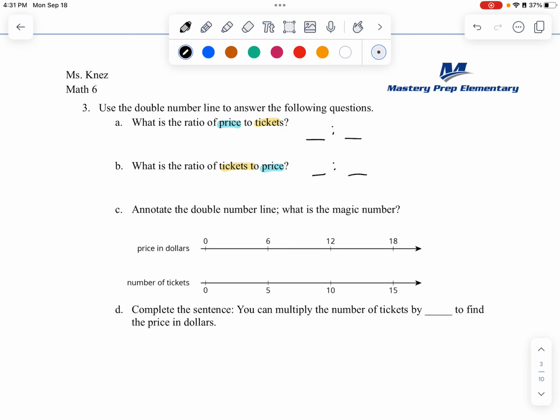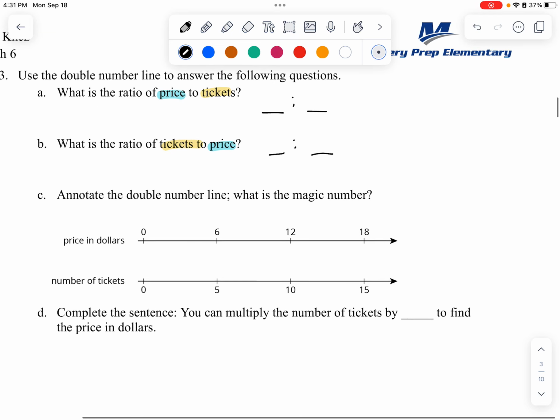When we're looking at question C and being asked to annotate to find the magic number, we're being asked to figure out 5 times what equals 6, 10 times what equals 12, and 15 times what equals 18. I chose to move this way through my double number line just because tickets is a smaller number than price. You also could have chosen to multiply 6 times something to get 5. It would just be a trickier decimal, but that's totally allowed.